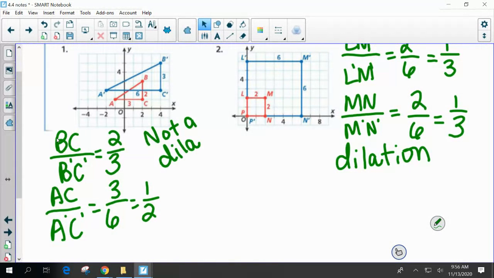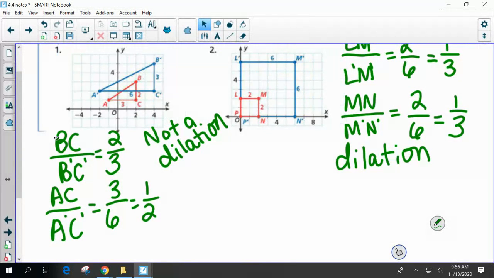Where did you get 6? The 6 came from AC right here. You can also count your boxes if that helps, like count on the graph.